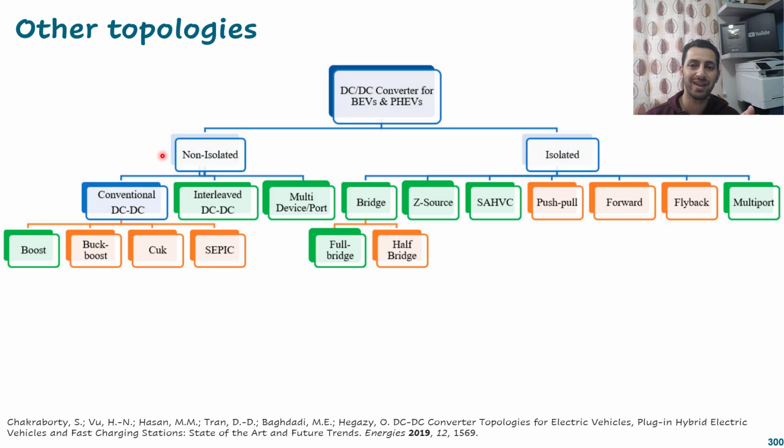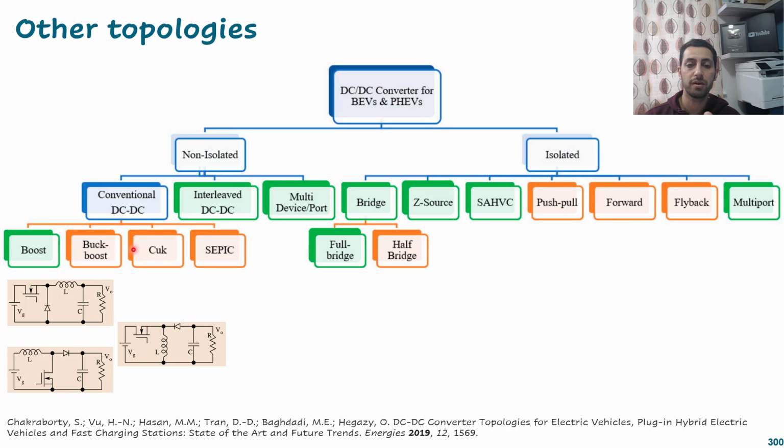The first group is called the non-isolated converters. By non-isolated, I mean like the buck-boost converter, where the input and the output have a common line or common ground here, okay? So the input and the output have a reference, and that reference is shared by them. So that's why they call them non-isolated. They are sharing that point.